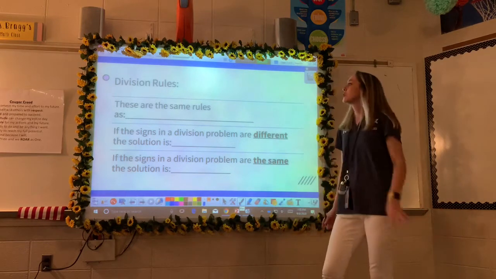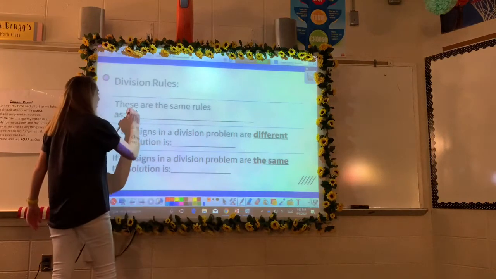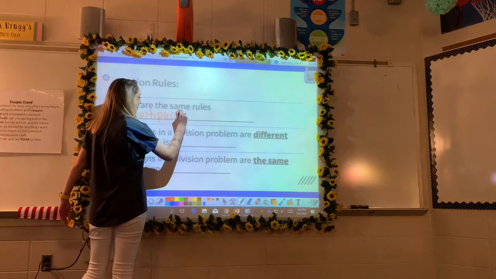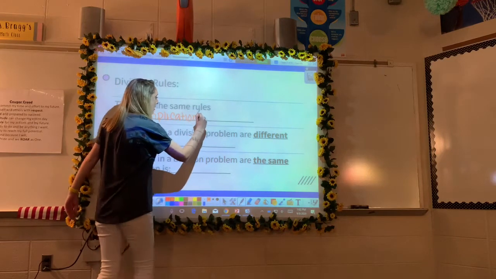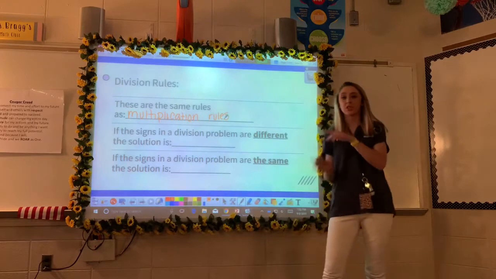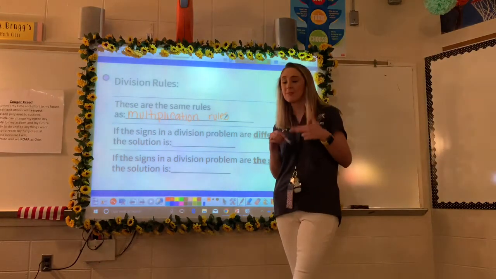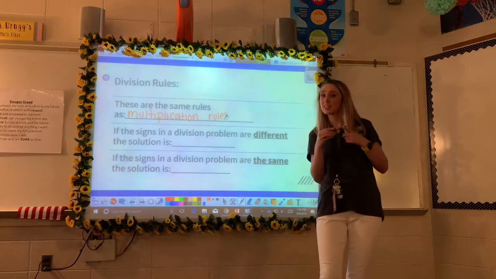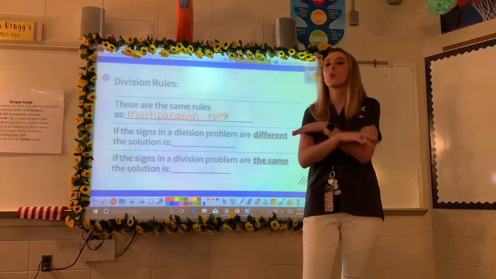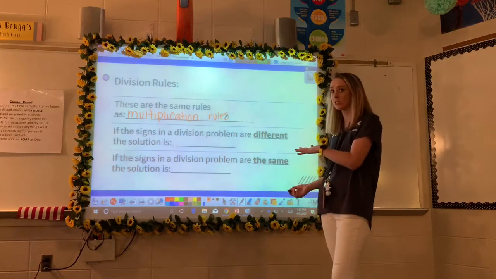Division rules are the same as multiplication rules. So multiplication and division works the exact same way. The positives and negatives will be the same. Positive and positive will always be a positive, and a positive and negative will always be a negative. So it works the exact same way. As long as you're confident in your multiplication rules, you'll be fine with division rules.